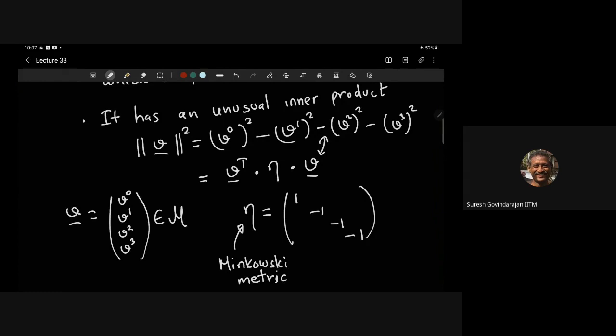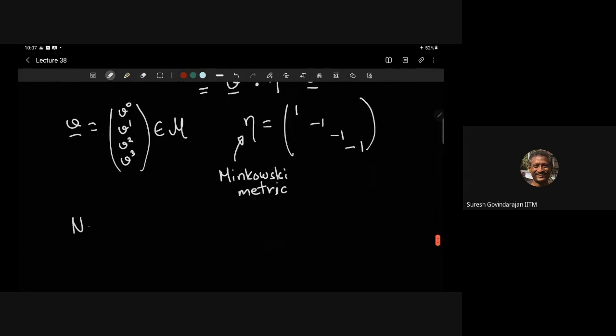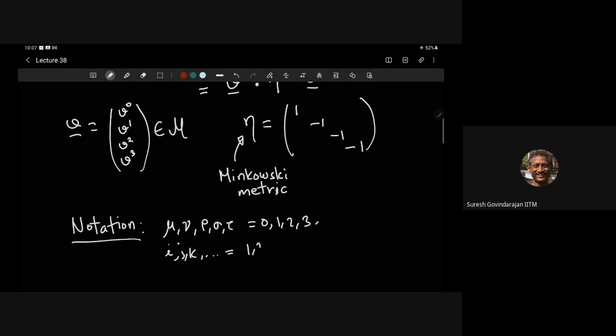So this eta will be, and here is some notation. We will use mu, nu, Greek indices, mu, nu, rho, sigma, tau, etc. These run from 0, 1, 2, and 3. I, J, K, Roman letters, run only over the space indices. Is this clear? This is just standard notation that we will follow.